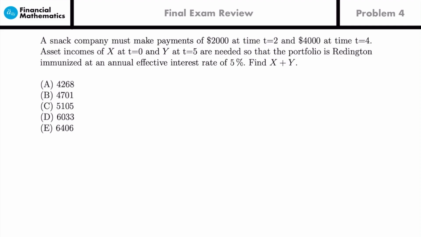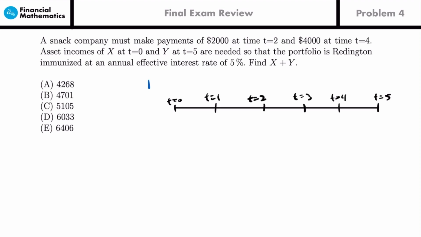Okay, but what I like to do in immunization problems to help me set up the equations for those conditions is draw a timeline. So that's what I'm going to do here. We have a total of 5 time periods to account for. That's the farthest out that any of our assets or liabilities are valued. So I'll draw a timeline here and make this time equal 0 and this time equals 5. So this will be 1, 2, 3, and 4. Now I like to put the assets above the timeline and the liabilities below just to keep them separate.